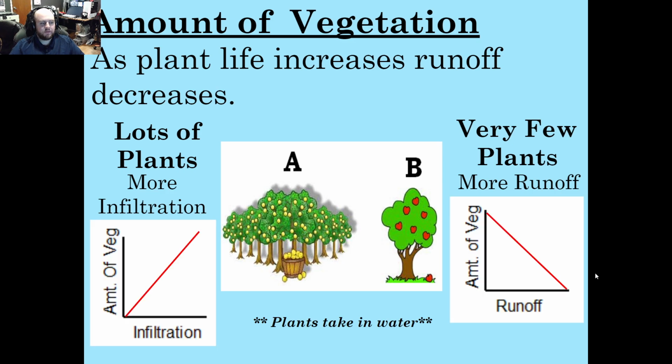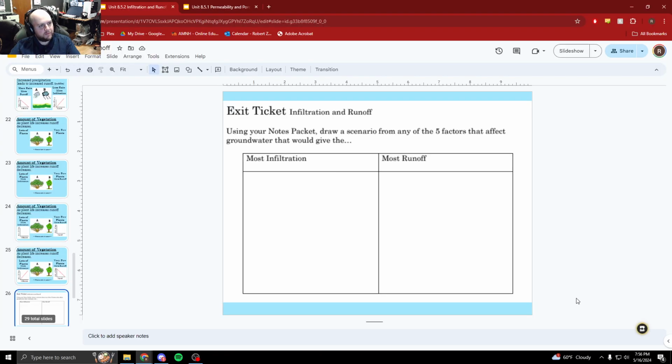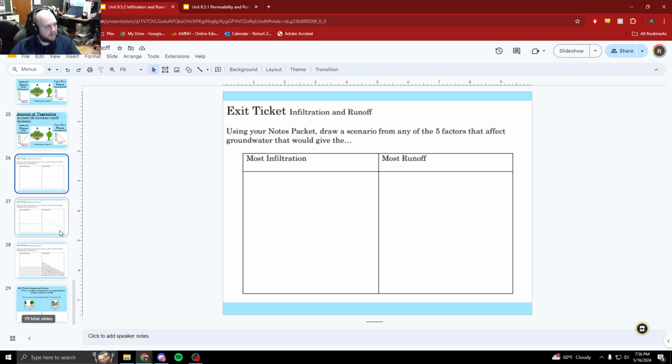Okay, so finally, here's our last two graphs. Amount of vegetation goes up, infiltration goes up. Amount of vegetation goes down, runoff goes up. Okay, awesome. So, we're obviously not going to do an exit ticket. I think that's all I had for that.